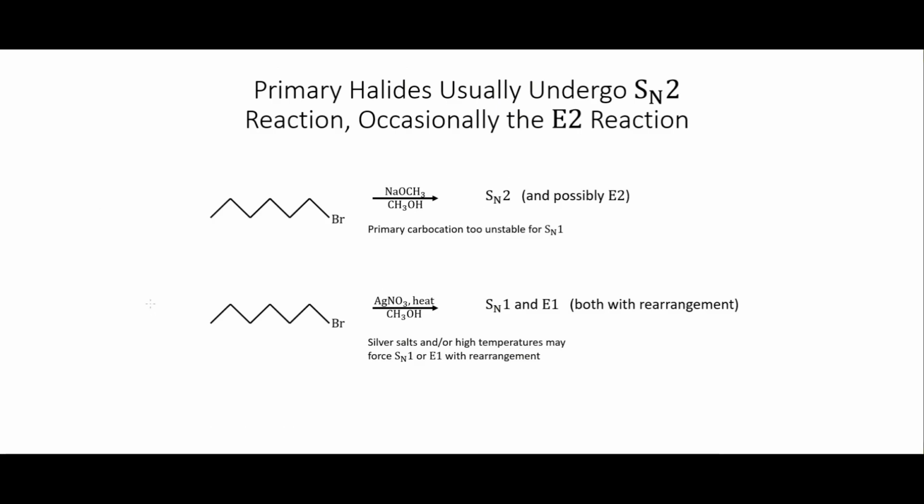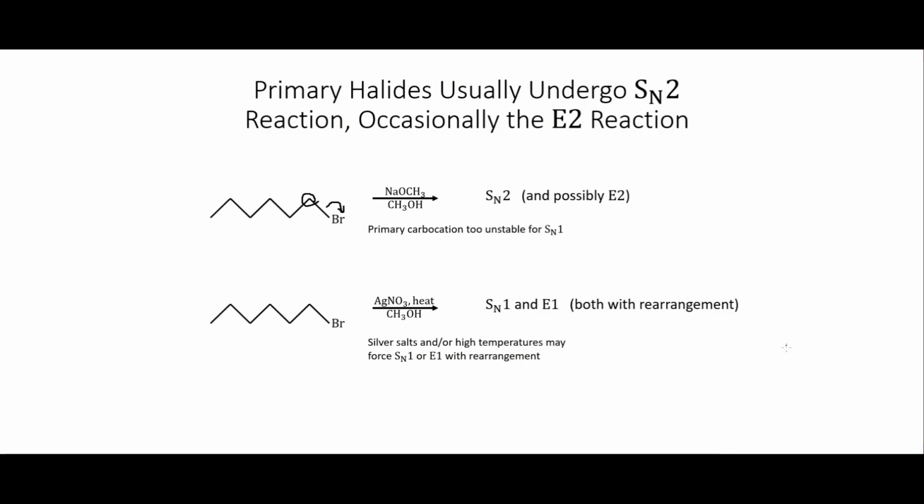All right, so another rule of thumb: primary halides usually undergo SN2 reaction and occasionally the E2 reaction. So we have this bromine here on this primary carbon right here, and with the primary halides, they usually undergo SN2 reactions. That's because a primary carbocation is very unstable, so this bromine isn't just going to leave on its own, so that slow step of the SN1 or E1 reactions is not going to occur.